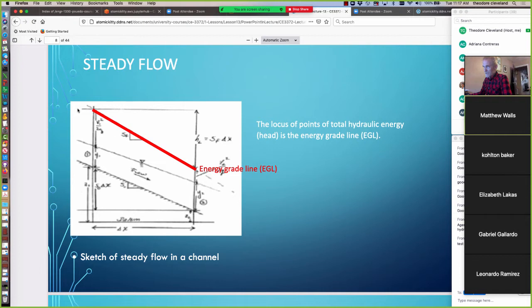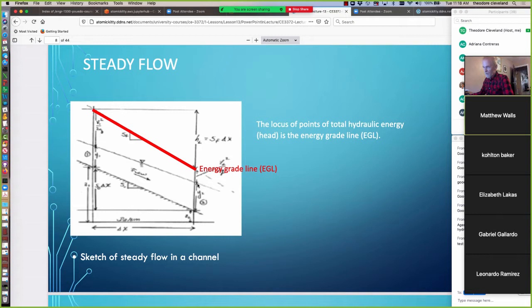The energy grade line, as depicted here, is simply the hydraulic grade line location plus the velocity head to get up to the energy grade line. So if we look at the channel in the drawing, there's the bottom, and we see that the depth at section 1 is smaller than the depth at section 2. So this has a depth taper that's increasing in the direction of flow.